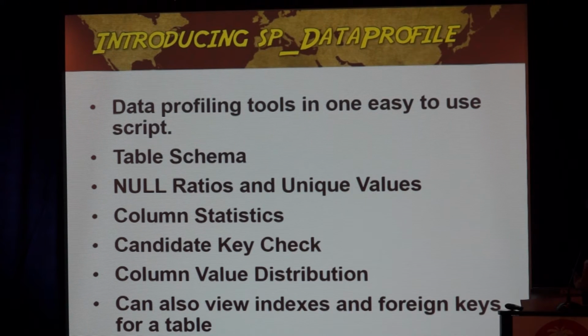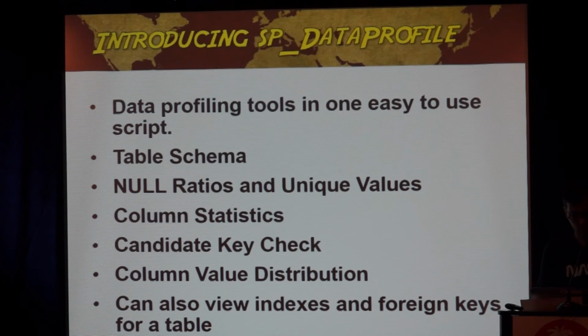What it will give me is a table schema. It will give me null ratios and unique values. It will give me column statistics. It will give me a candidate key check. So if I give it a string of columns for a particular table, it will say, hey, these are the duplicate columns inside of here. It does the column value distribution where it gives us the counts. And I could actually view the indexes and foreign keys as well.